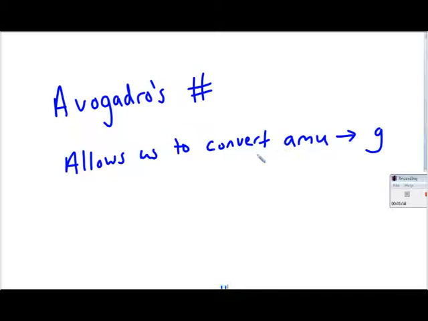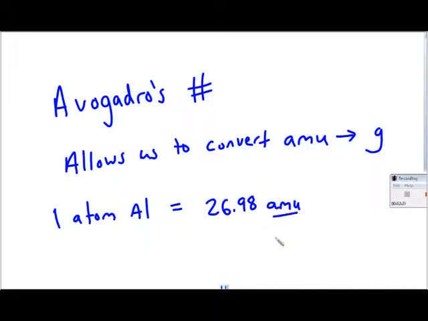What does that mean? Let's actually take a look at a solid here. Let's take a look at aluminum. If I had one atom of aluminum, what would it weigh? Take a look at the periodic table. My atomic mass is 26.98. So if I have one atom, it weighs 26.98. My units are atomic mass units. Super, super tiny units. So tiny that, in science class here, we have no way of measuring single atoms.